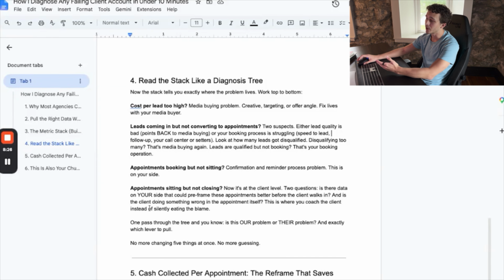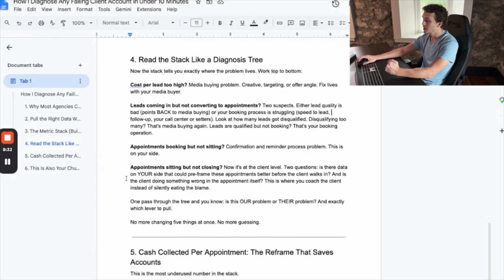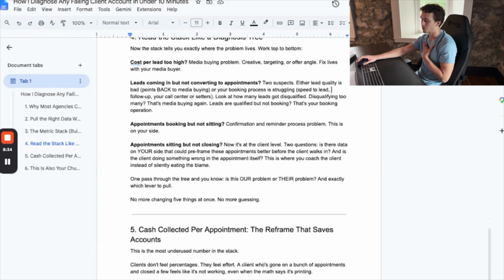Maybe appointments are booking, but they're canceling or not showing up, whatever it is. Maybe the confirmation reminder process is a problem. This would be on the agency side, this would be on my side. Or appointments are occurring, but they're not closing. Now this is where we can look into it at the client level.